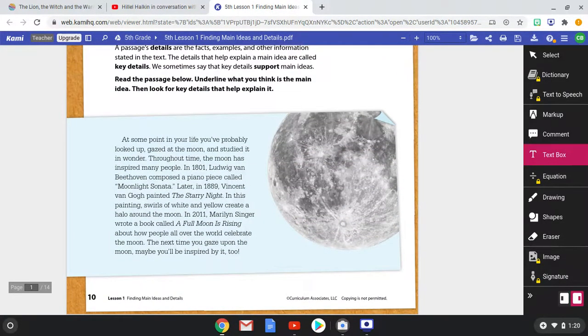And we know our key detail is Ludwig van Beethoven. So see if you can figure out what another key detail would be as we reread this.